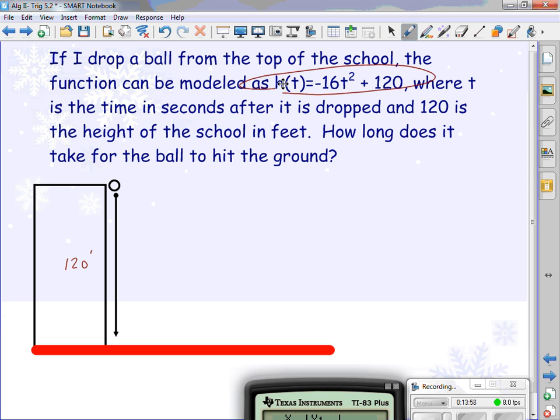So what do I want to know for my height? What's my height right here? This height's 120. What's this height right here? Someone said it. Can't be negative. 0. So I want to find out when the height is 0.